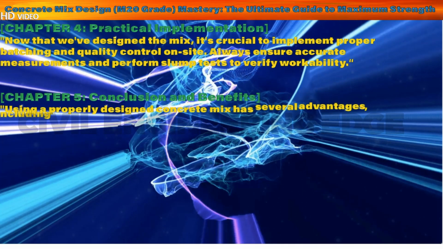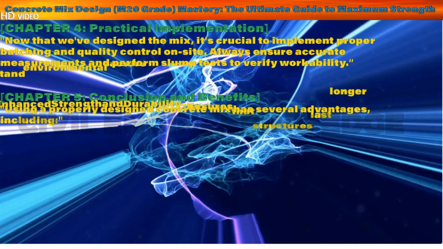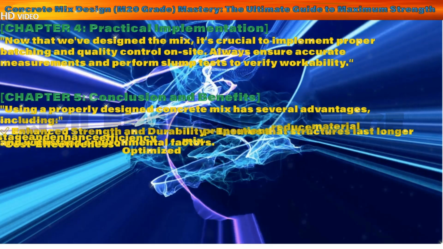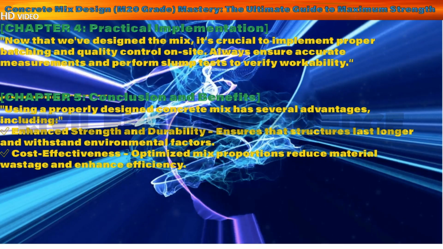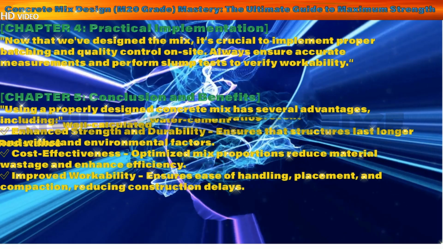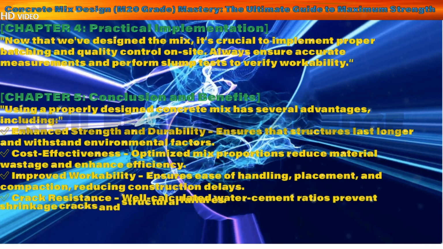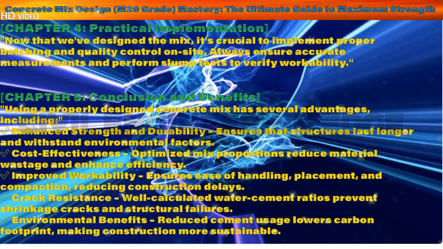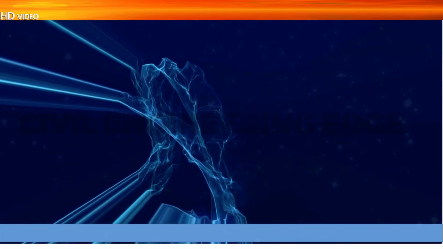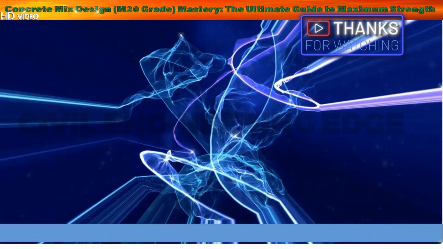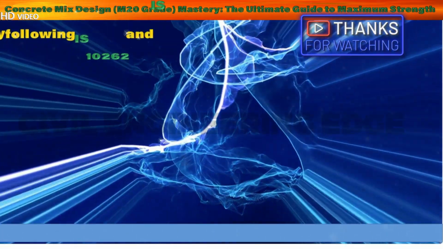Chapter 5. Conclusion and benefits. Using a properly designed concrete mix has several advantages, including enhanced strength and durability, which ensures that structures last longer and withstand environmental factors; cost effectiveness, as optimized mix proportions reduce material wastage and enhance efficiency; improved workability, which ensures ease of handling, placement, and compaction, reducing construction delays; and crack resistance. Well-calculated water-cement ratios prevent shrinkage cracks and structural failures.